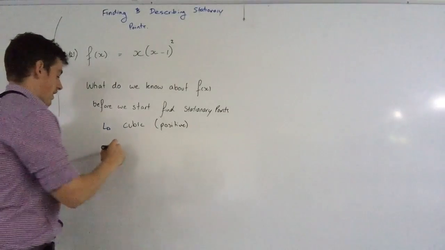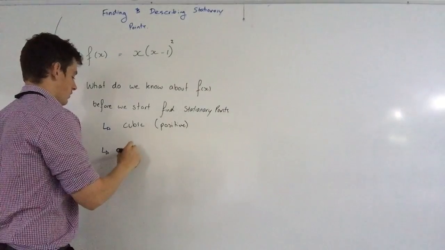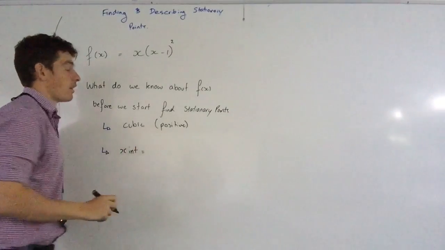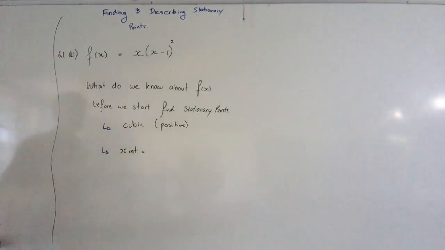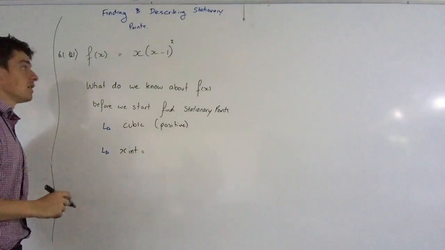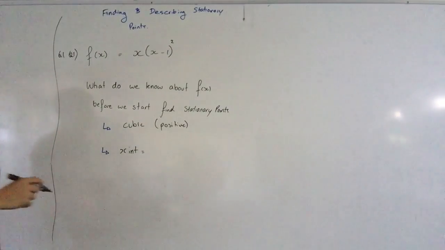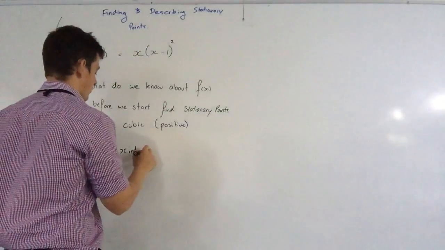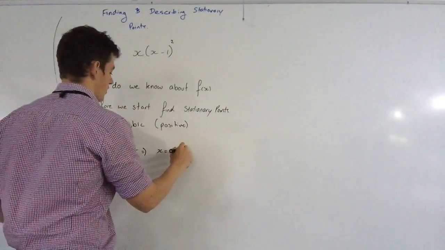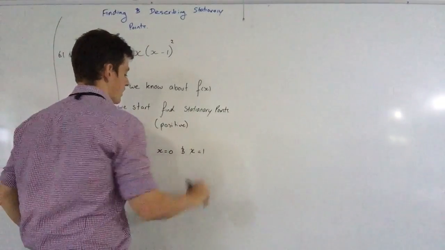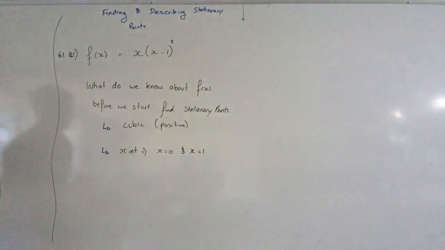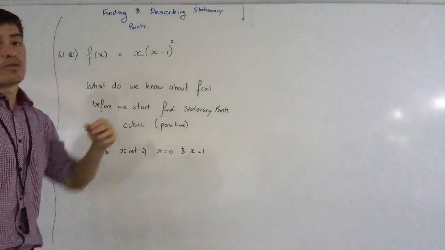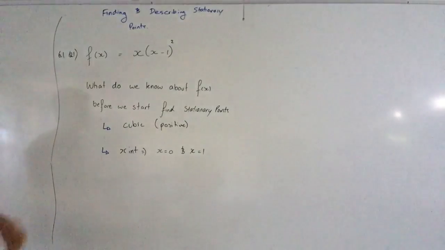We also know that we have x-intercepts. They occur on y equals 0, and the only points where this function will equal 0 are when x equals 0 and x equals 1. So we've got x-intercepts at x equals 0 and x equals 1. Now there's a little hint, because normally a cubic would have 3 intercepts, but the fact that we've only got 2 tells us that there might be something going on at one of these intercepts here.